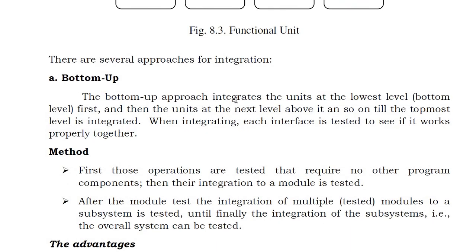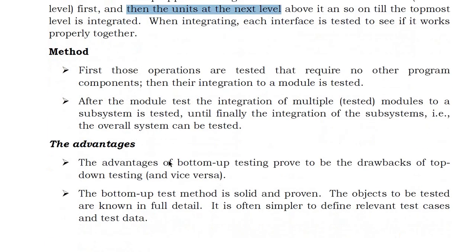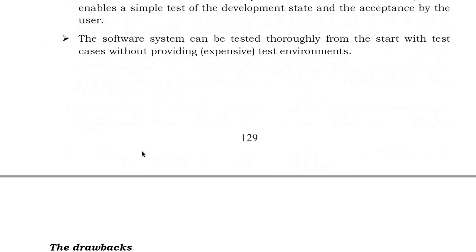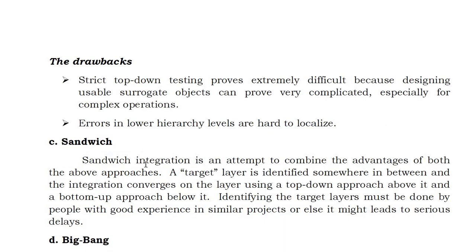The bottom up approach integrates the units at the lowest level first, then moves to the highest level. The top down approach starts from the top most level and proceeds downwards. The third one is sandwich, which is the integration of both, top down and bottom up.